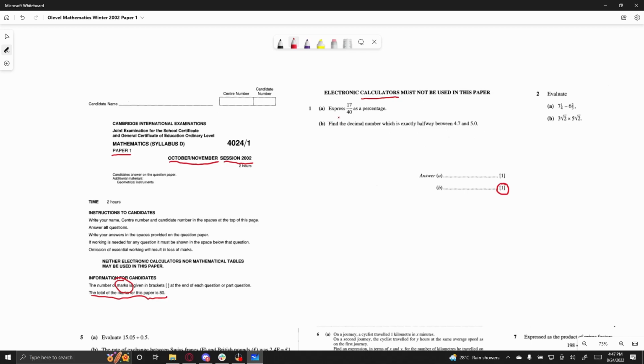Question 1, the first question is express 17 over 40 as a percentage. To get a percentage out of anything, what we simply do is multiply the fraction by 100. Get it in fraction form and multiply it by 100. So that would make this 1700 over 40, right? And now what we can do is cross out these zeros and then just divide 170 by 4. And I will do this via long division, which is 170 here and 4 here.